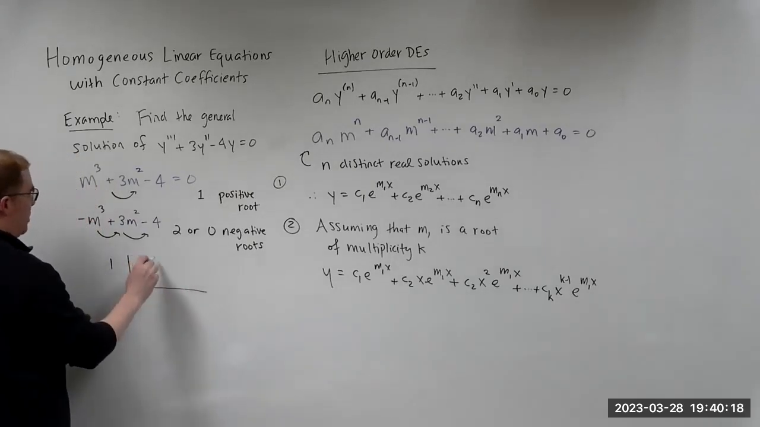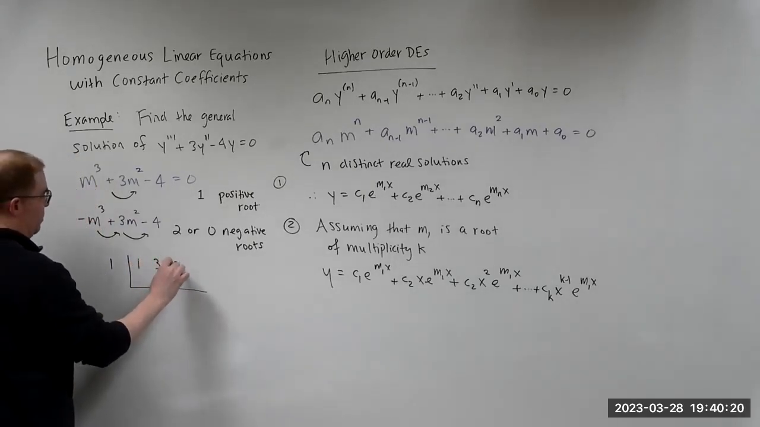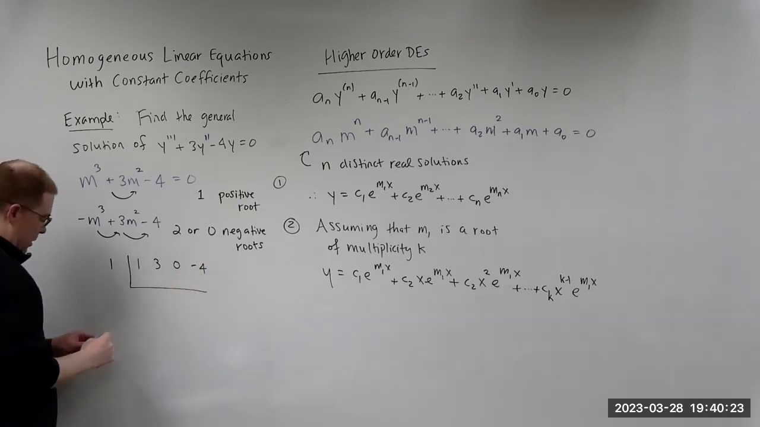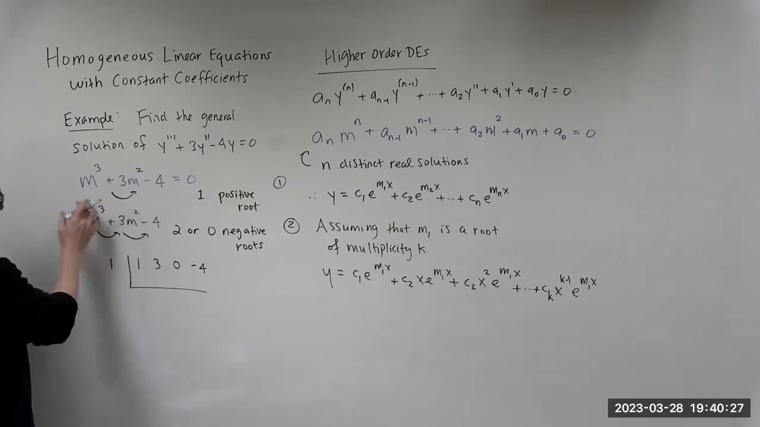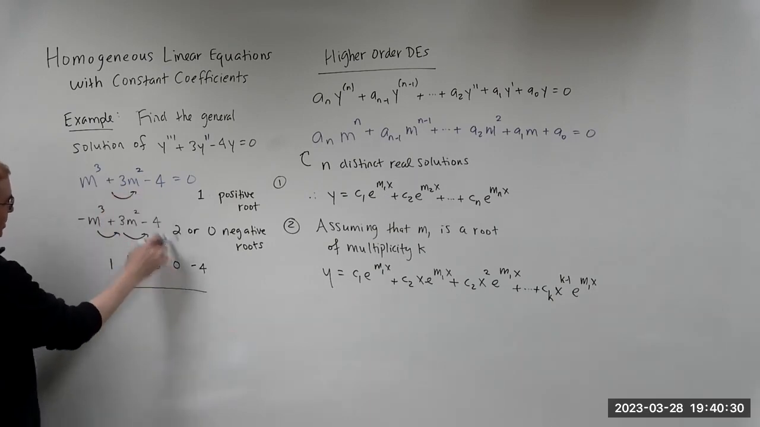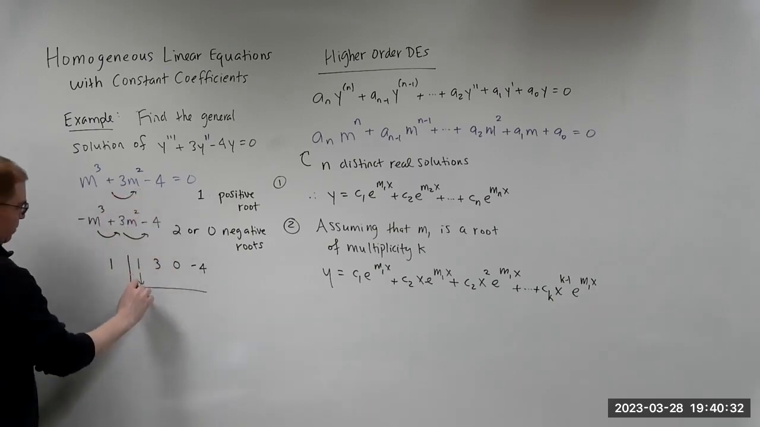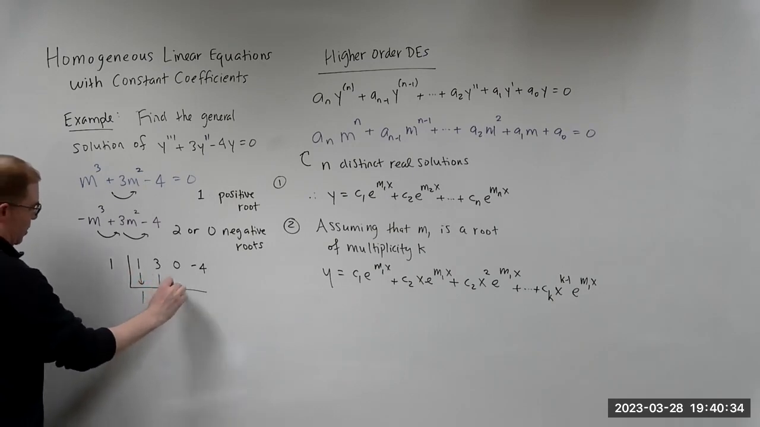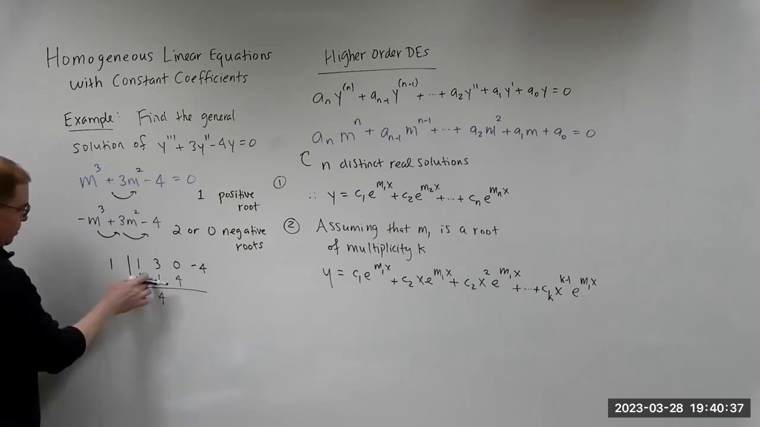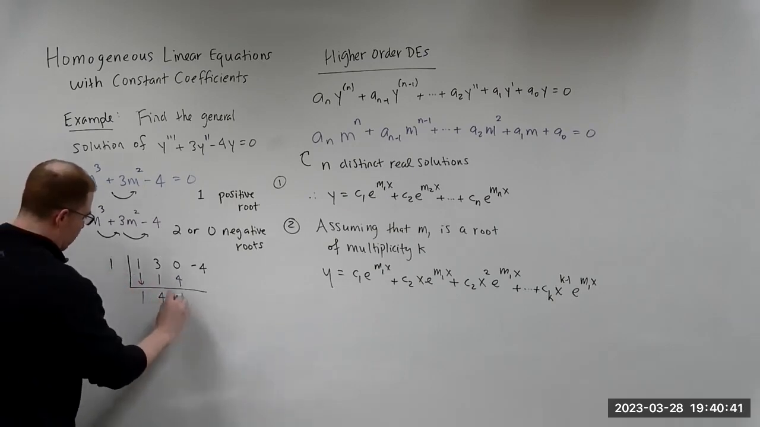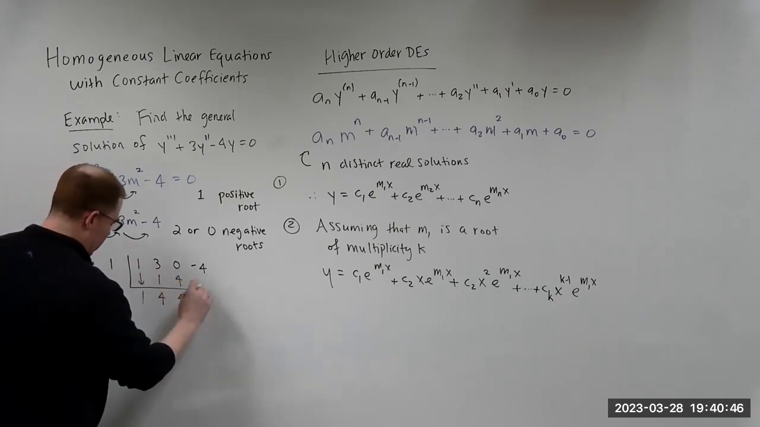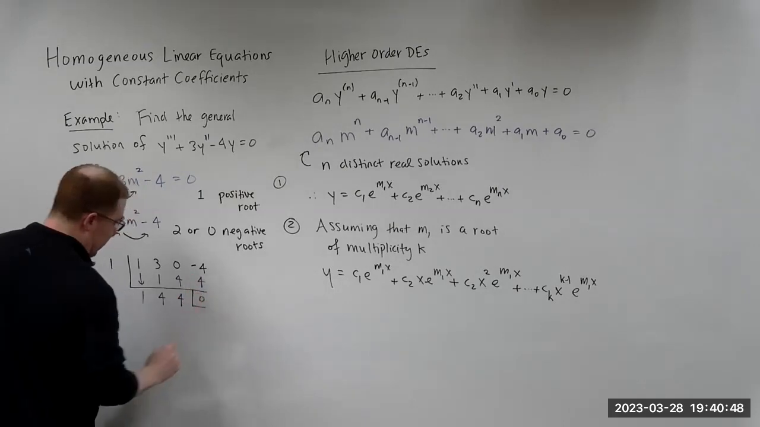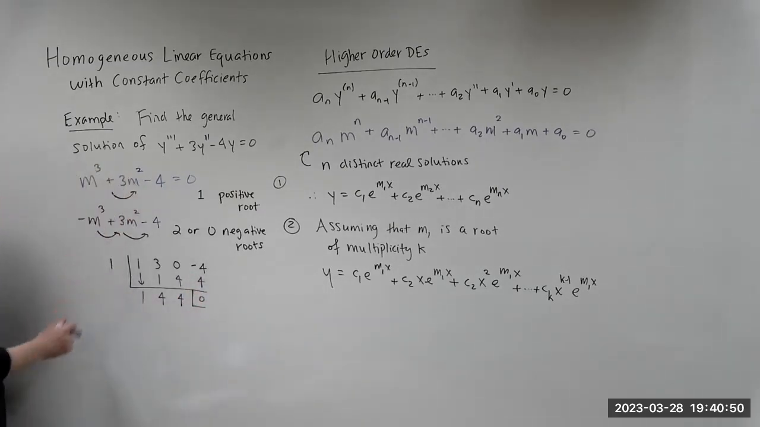Okay, so we have 1, 3, there is no m term, and then there's minus 4. Using synthetic division, you basically write down the coefficients here. We have a zero here because there's no m term. Bring this down, 1, 4. You multiply and put the result there, then sum these up: 4 times 1 is 4, and you get zero. So the remainder is zero, which, if you recall, tells you that this is a root.